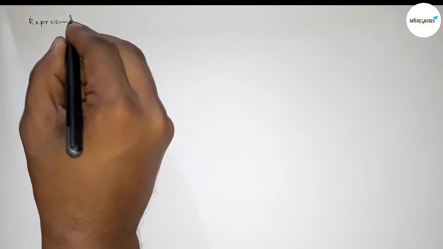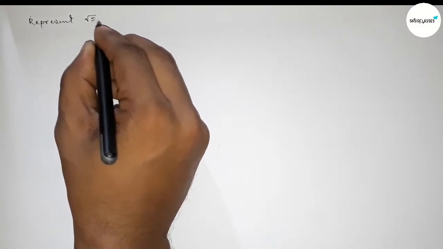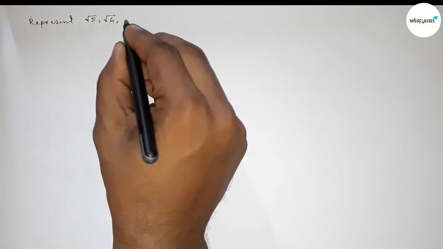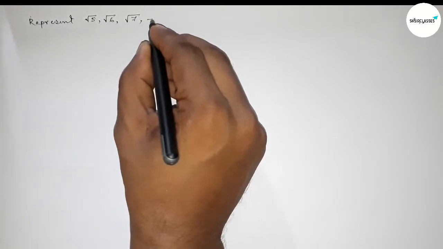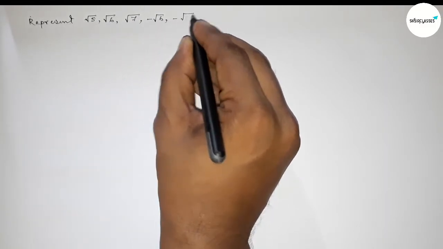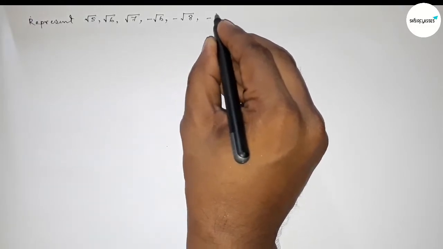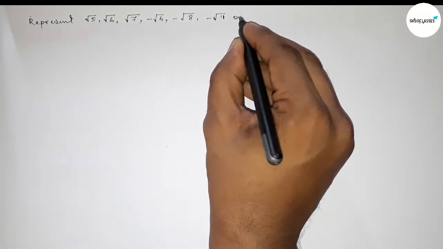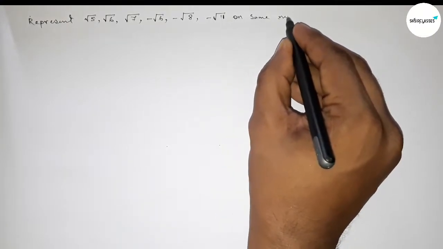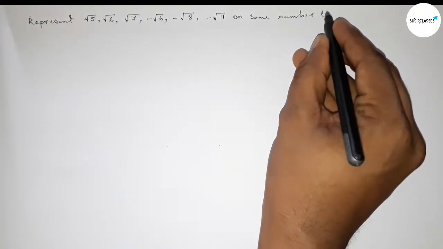Today I am discussing an important question. So how to represent root 5, root 6, root 7, minus root 6, minus root 8 and minus root 11 on a same number line in an easy way. So let's start the video.